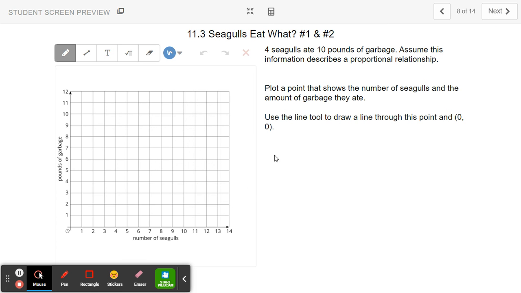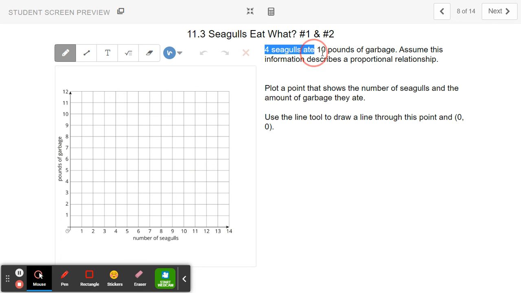So now we have a totally different situation. We have seagulls eating trash. What a lovely sight that is, right? So 4 seagulls ate 10 pounds of garbage. Assume this information describes a proportional relationship. Okay, so plot a point that shows the number of seagulls and the amount of garbage they ate.